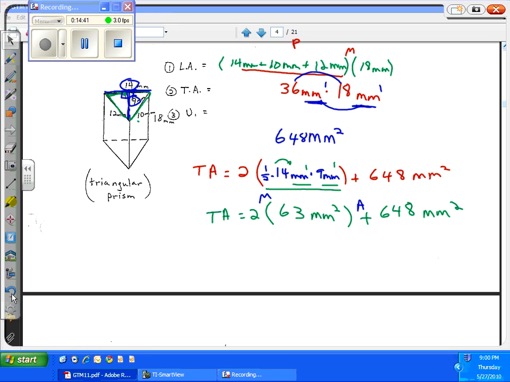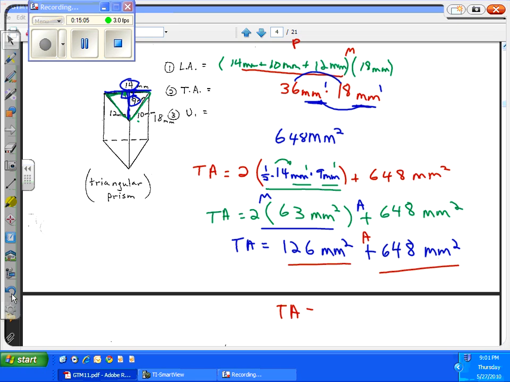We're going to multiply before we add. So total area equals 2 times 63, which is 126. The name tags along, square millimeter, plus 648 square millimeter. Now we're going to add, the name is the same, square millimeter. So we get total area equals 774 square millimeters.